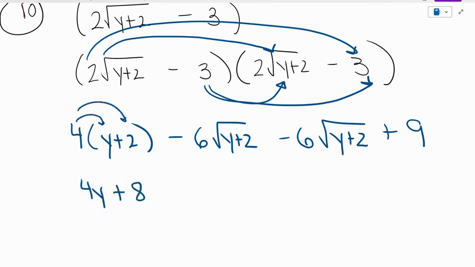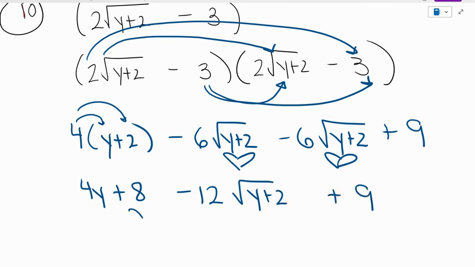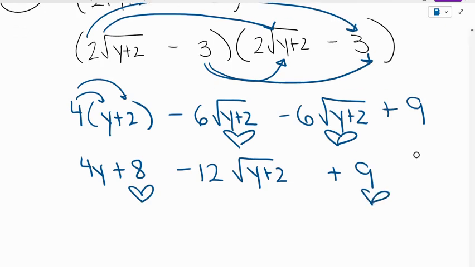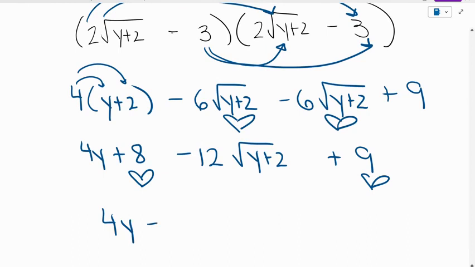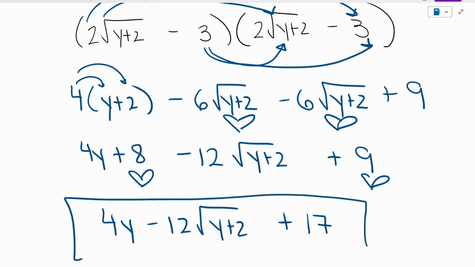So now I'm going to distribute in that 4. So we're 4y plus 8, minus 12 root y plus 2 plus 9. Again, the 8 and the 9 are like terms. So then we're going to have 4y minus 12 root y plus 2 plus 17. Order doesn't matter. Okay, guys, we are done.